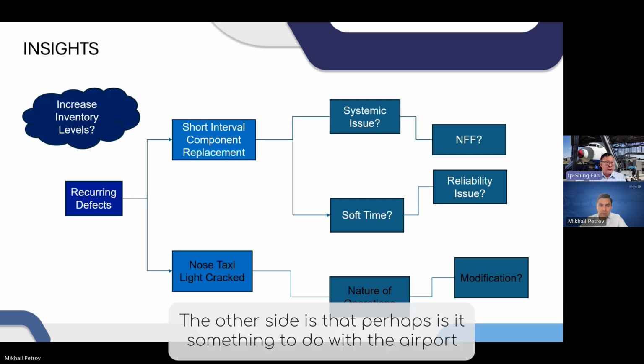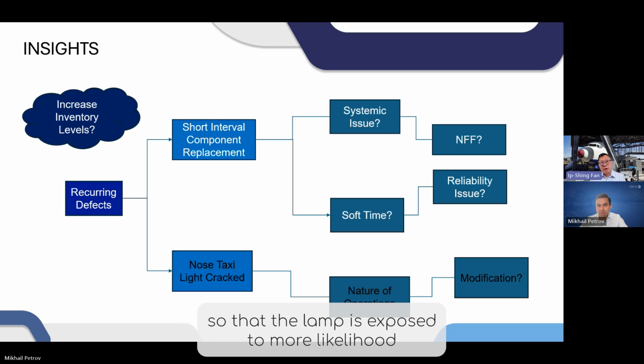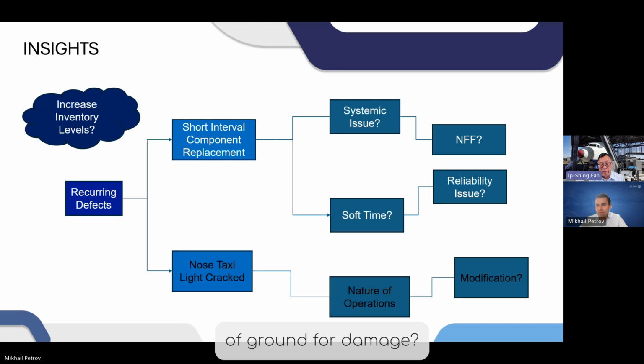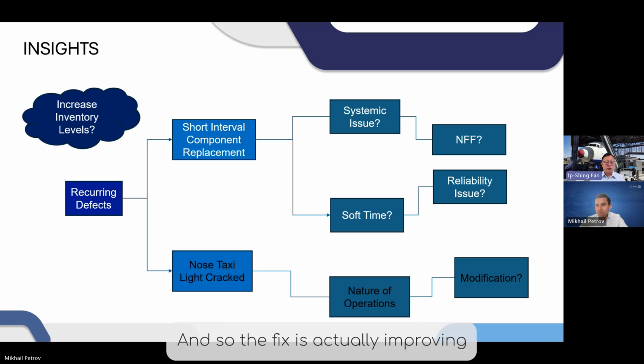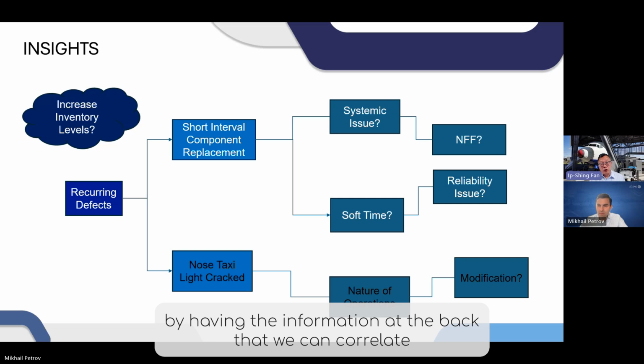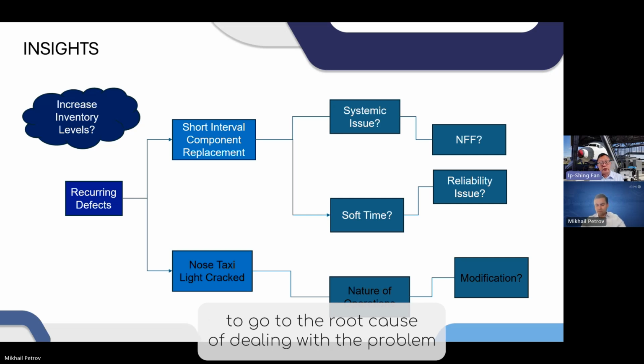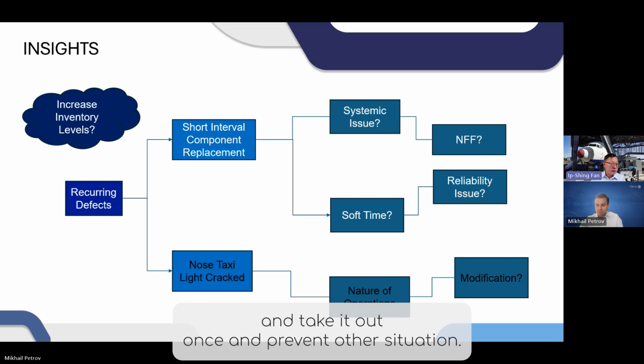The other side is that perhaps it is something to do with the airport or the particular flight profile that is used, so that the lamp is exposed to more likelihood of ground fault damage. And so the fix is actually improving our pilot instructions rather than dealing with the engineering. By having the information at the back that we can correlate with the different situations, it gives us the opportunity to go to the root cause of dealing with the problem, take it out once and prevent other situations.